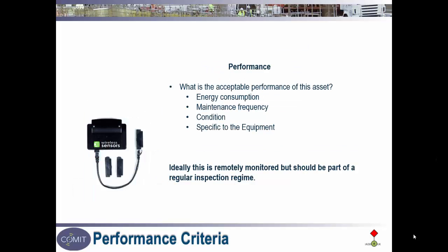When we defined our function, there was a minimum performance criteria set that if the equipment or material fulfilling that function drops below the accepted standard, it will trigger a repair or a replacement activity. These criteria would ideally look at things like energy consumption, maintenance frequency, acceptable condition, and anything specific to that piece of equipment or material. In an ideal world, many of these triggers will be remotely monitored through sensors or drones, taking the human element out of a dangerous environment.